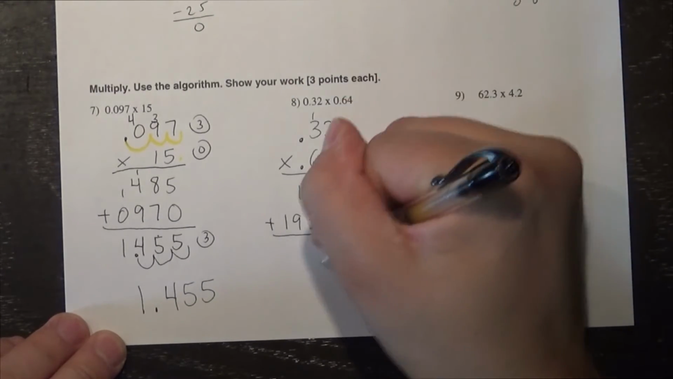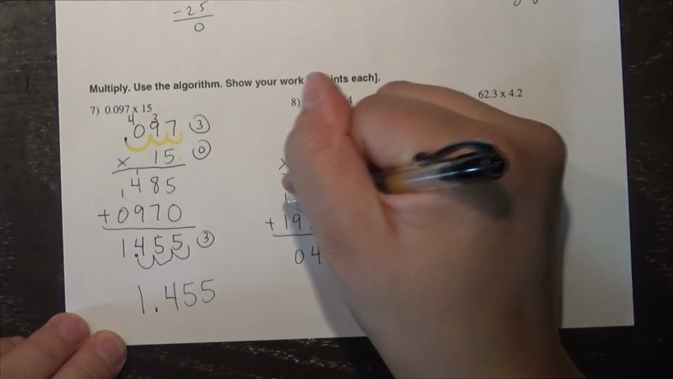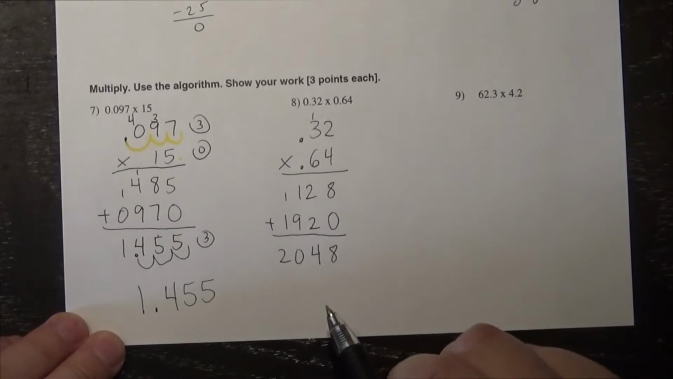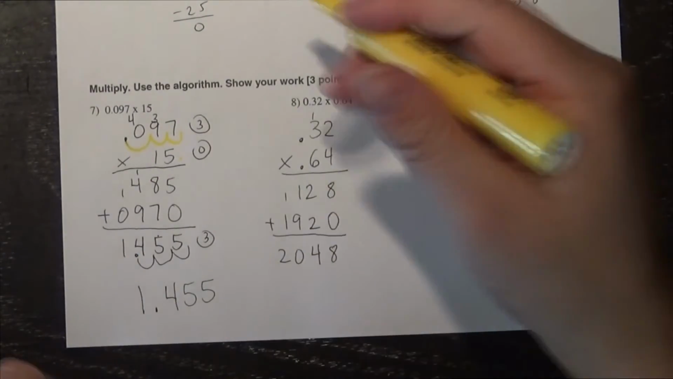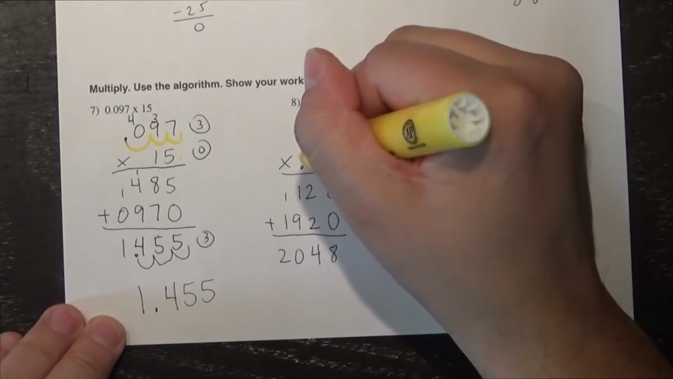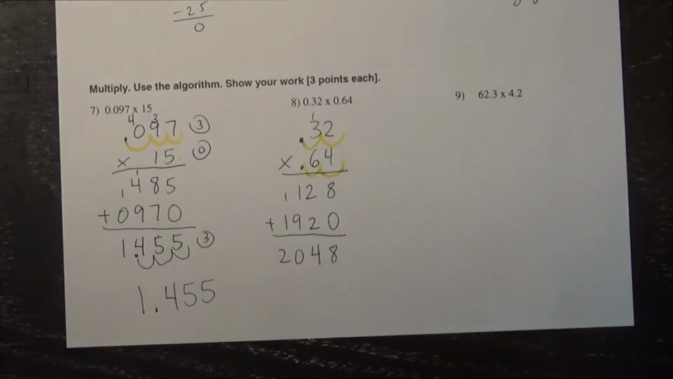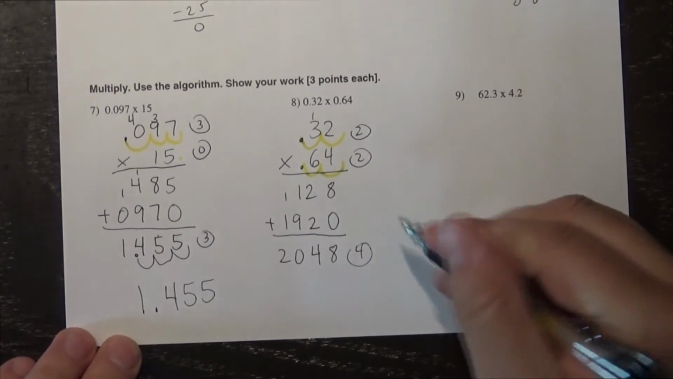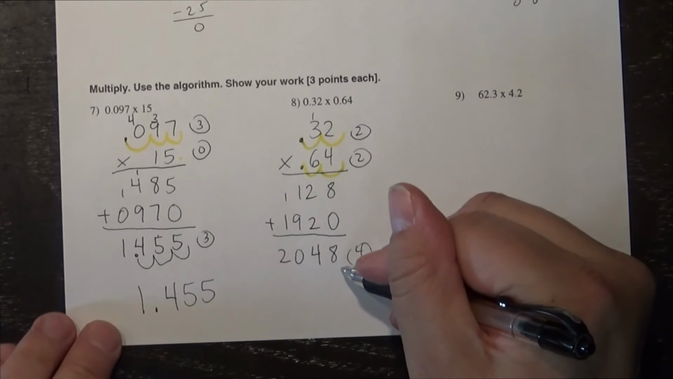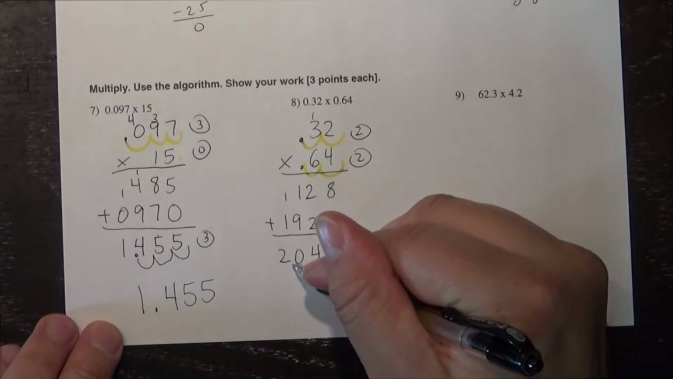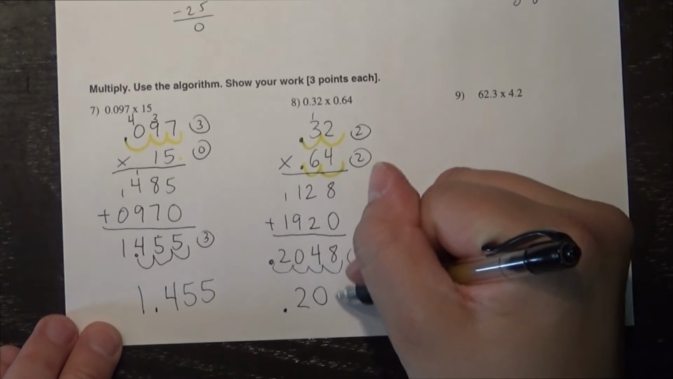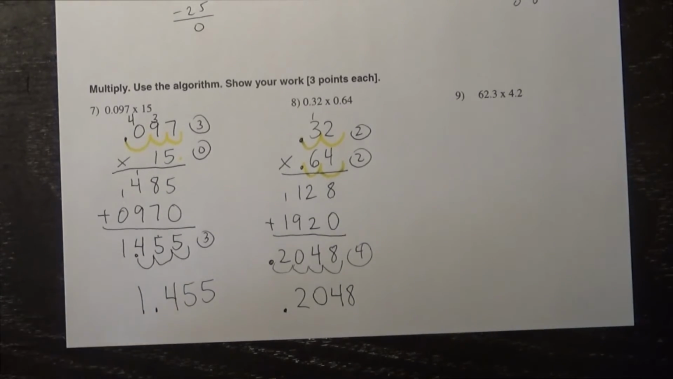8 plus 0 is 8. 2 plus 2 is 4. 9 plus 1 is 10. 1 plus 1 is 2. It looks like 2,048, but we're smarter than that. We know that we have 2 decimal moves in my first factor and 2 decimal moves in my second factor. So 2 moves here, 2 moves there. That means I'm moving my decimal in my final product 4 times. 1, 2, 3, 4. With that being said, my final answer then is 2,048 10,000ths.